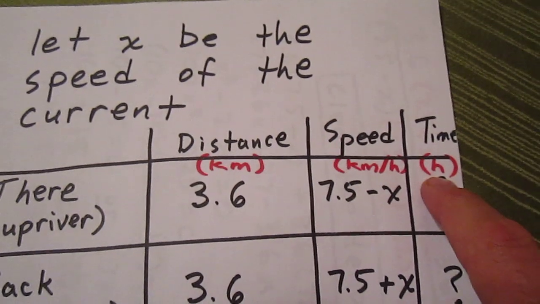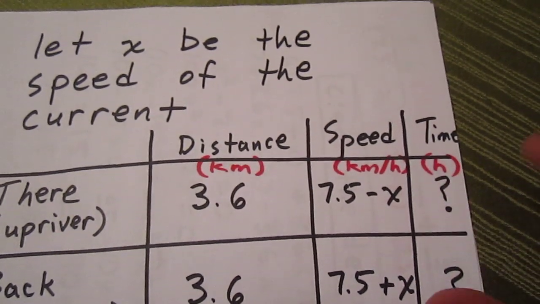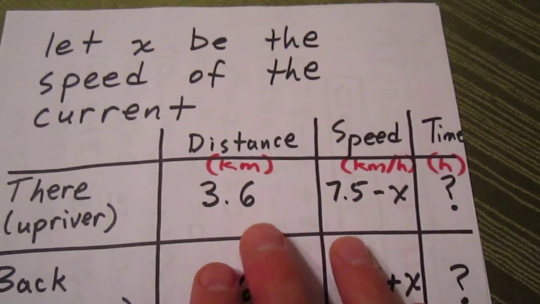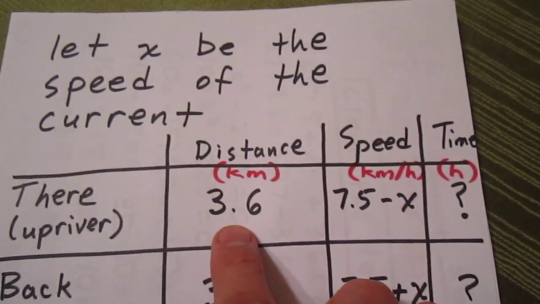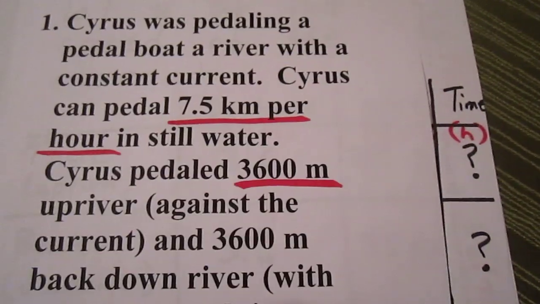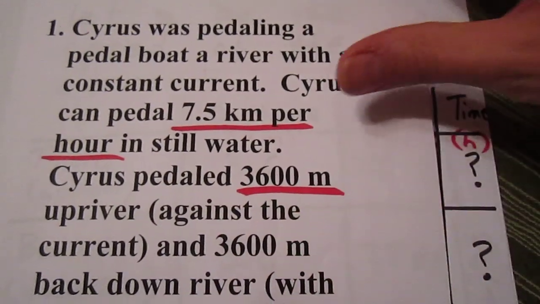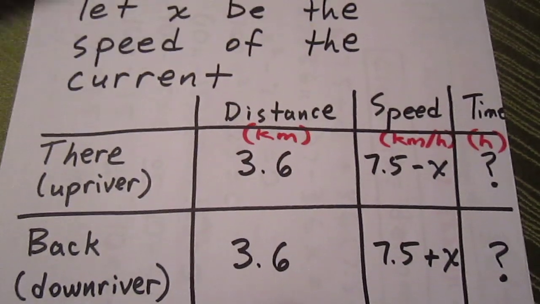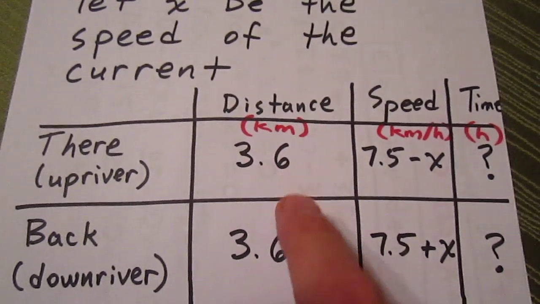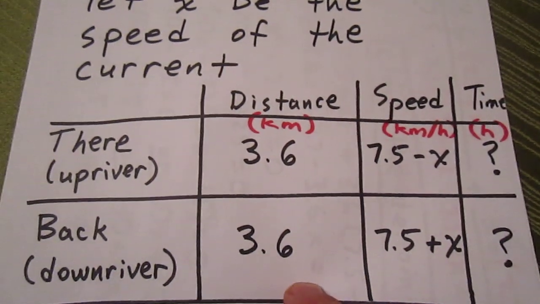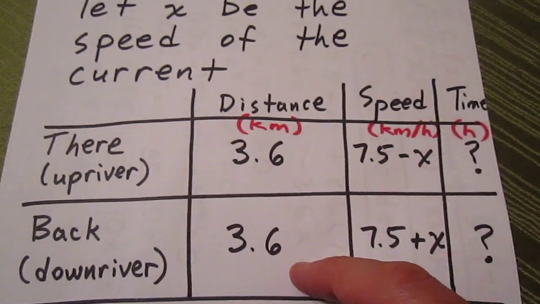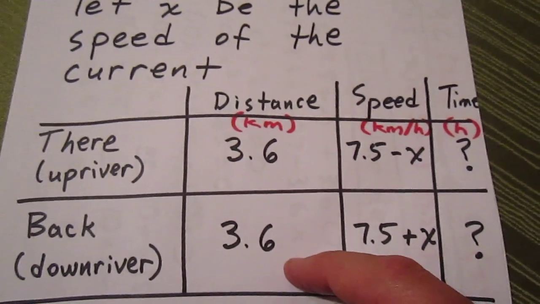And we want to make sure that all of our quantities are measured in those same units, and so we have to convert 3,600 meters in the question to 3.6 kilometers. The question says 3,600 meters, we make the conversion to 3.6 kilometers. The question says it's 3,600 meters there and 3,600 meters back. So in scenario 1, the distance is 3.6, and in scenario 2, the distance is 3.6.